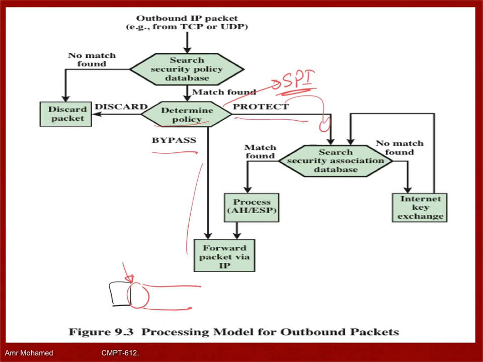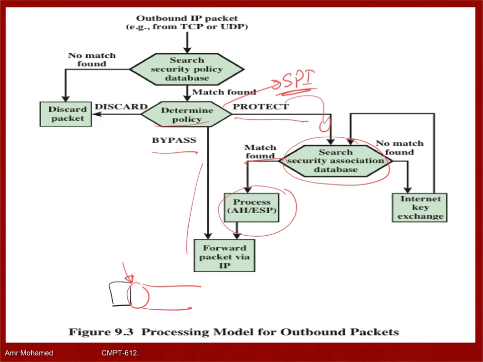So if the policy is to protect, then we have to go through the security association database. We are supposed to have a match using the SPI. If we have a match, then we use that match, whether it's AH or ESP with authentication. Then we add the headers, the ESP, and optionally AH, and then we send it over IP.